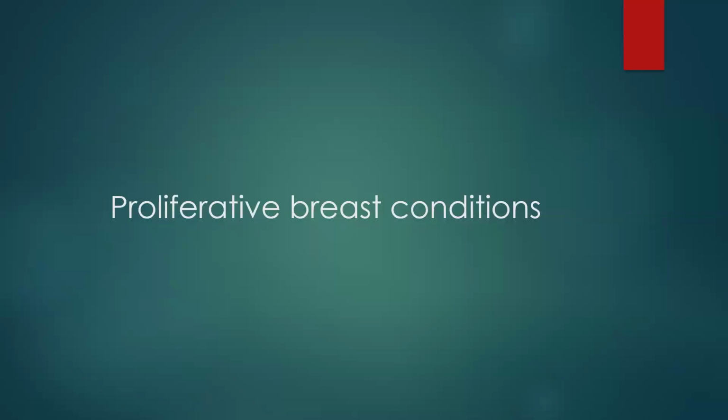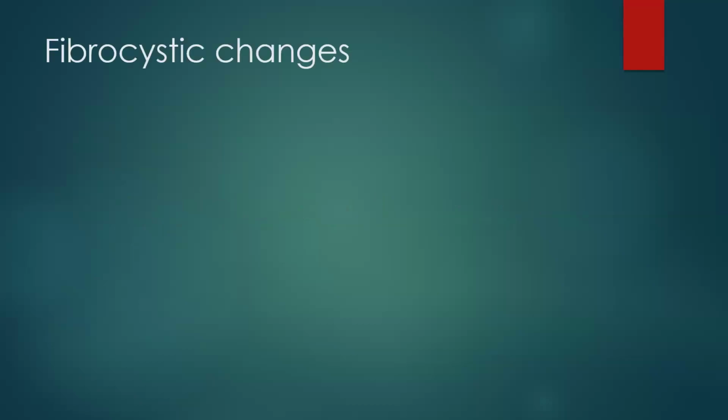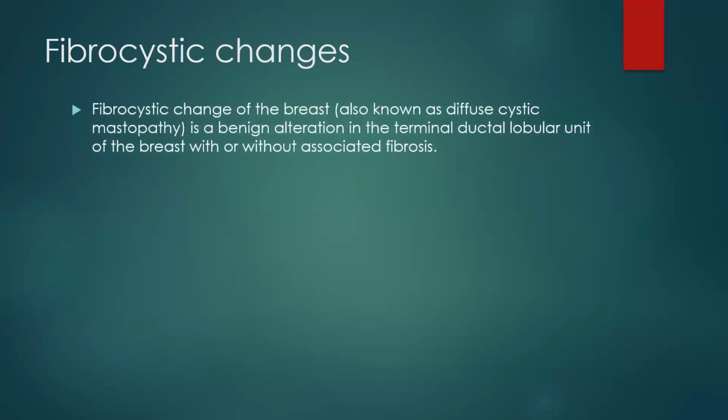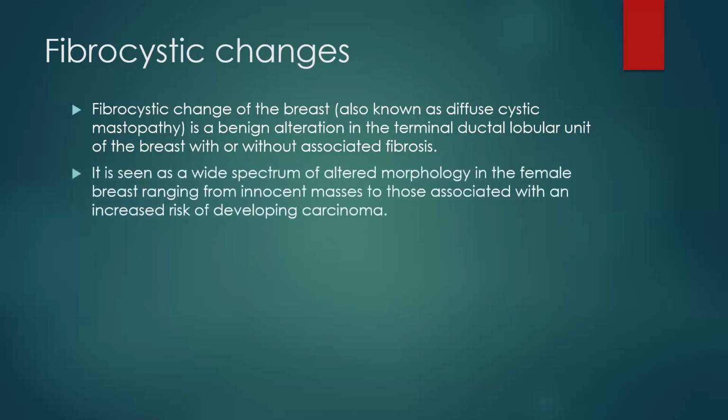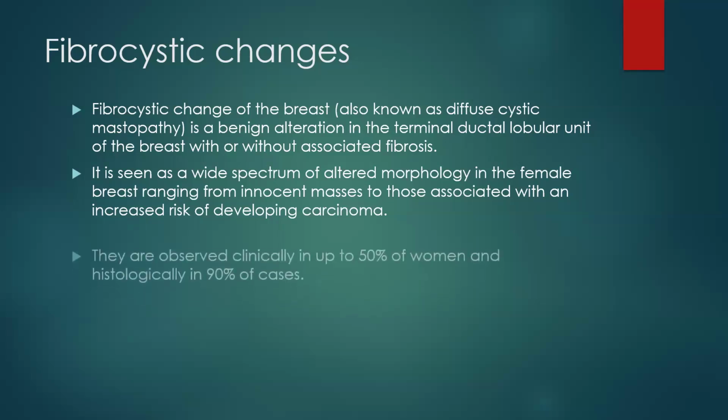When we come to talk about the proliferative breast conditions, we're going to start with the fibrocystic changes. Fibrocystic changes of the breast, also known as diffuse cystic mastopathy, is a benign alteration of the terminal ductal lobular unit of the breast with or without associated fibrosis. It is seen as a wide spectrum of altered morphology in the female breast, ranging from innocent masses to those associated with an increased risk of developing carcinoma.